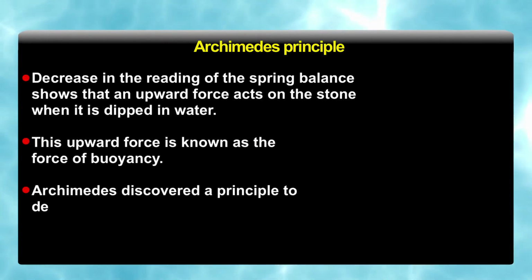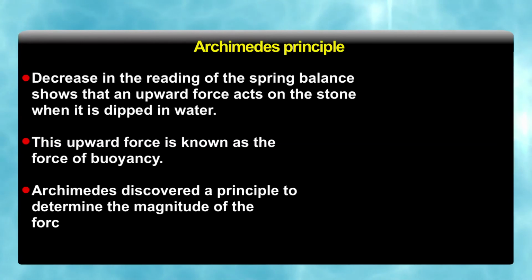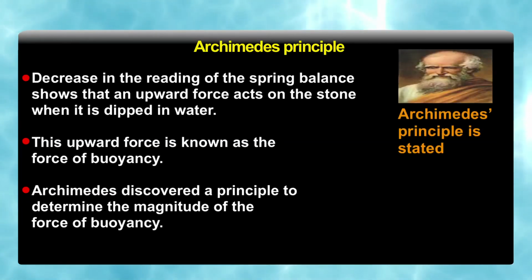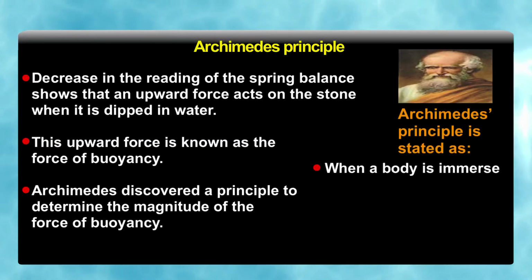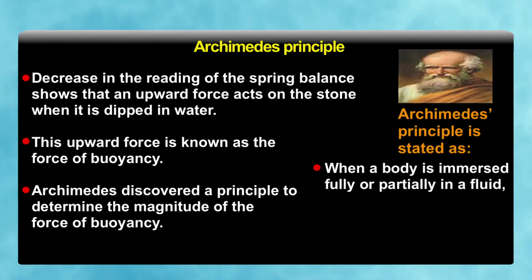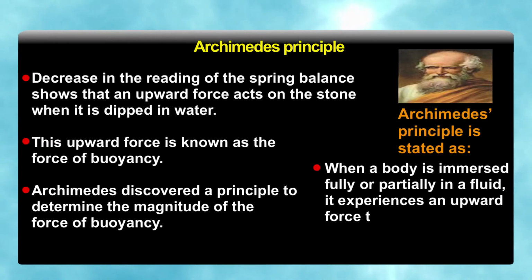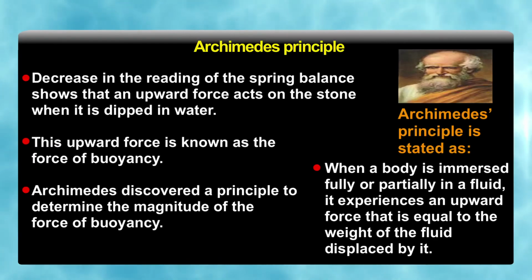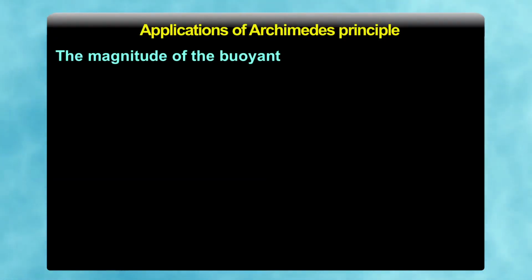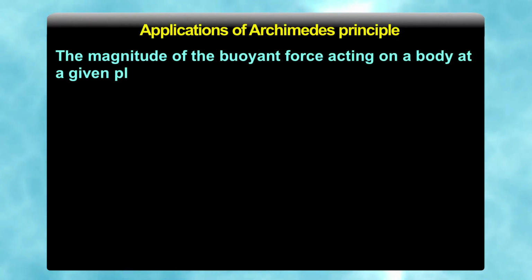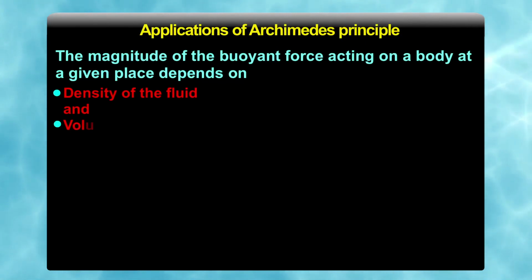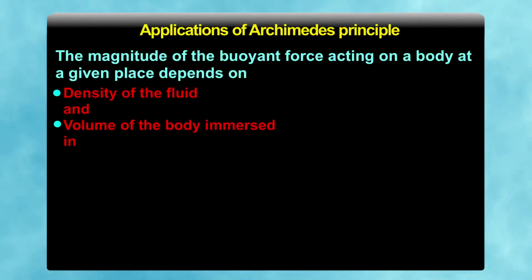Archimedes discovered a principle to determine the magnitude of the force of buoyancy. What is Archimedes' principle? Well, Archimedes' principle is stated as: when a body is immersed fully or partially in a fluid, it experiences an upward force that is equal to the weight of the fluid displaced by it. The magnitude of buoyant force acting on a body at a given place depends on the density of the fluid and the volume of the body immersed in the fluid.